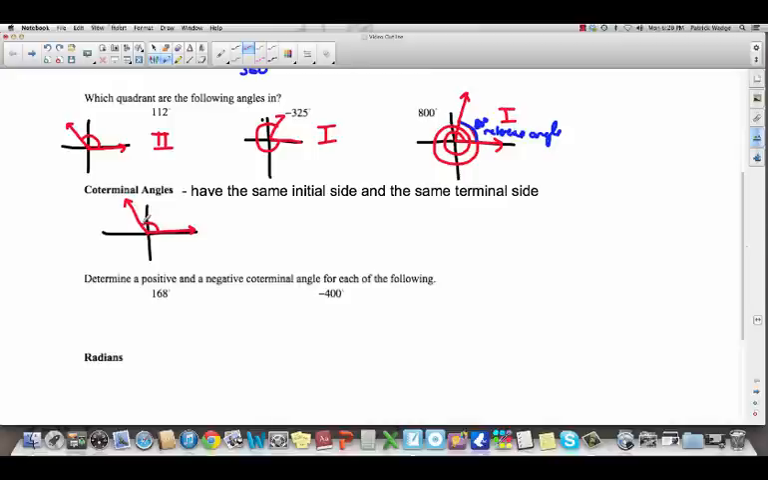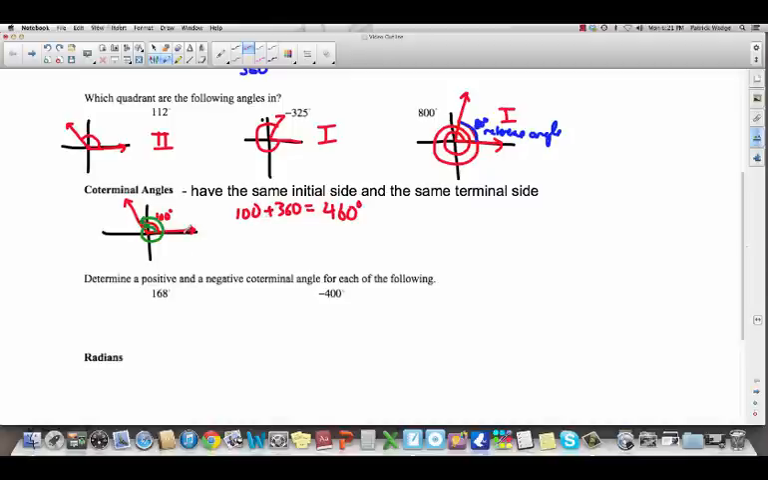This is 100 degrees. If I wanted to get coterminal angles, it would mean they would have the same initial side and the same terminal side. How could that be? Well, there's a couple ways you could think of it. You could think of it as we're going to measure the angle from this same initial side, but instead of stopping here, we go all the way around like that. So how much would that be? Well, that would be the 100 degrees plus another 360. So another coterminal angle would be 460 degrees.